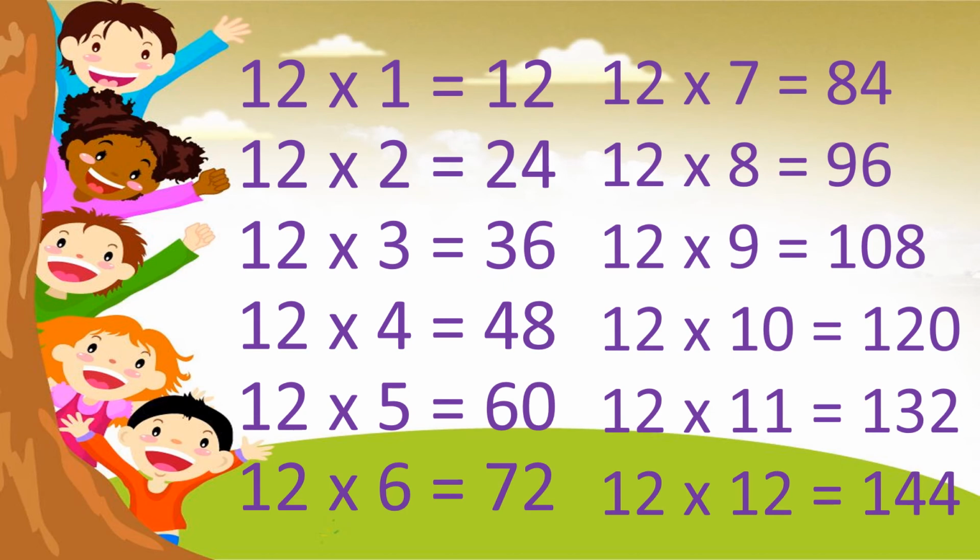12 times 1 is 12. 12 times 2 is 24. 12 times 3 is 36. 12 times 4 is 48. 12 times 5 is 60. 12 times 6 is 72. 12 times 7 is 84. 12 times 8 is 96. 12 times 9 is 108. 12 times 10 is 120. 12 times 11 is 132. And 12 times 12 is 144.